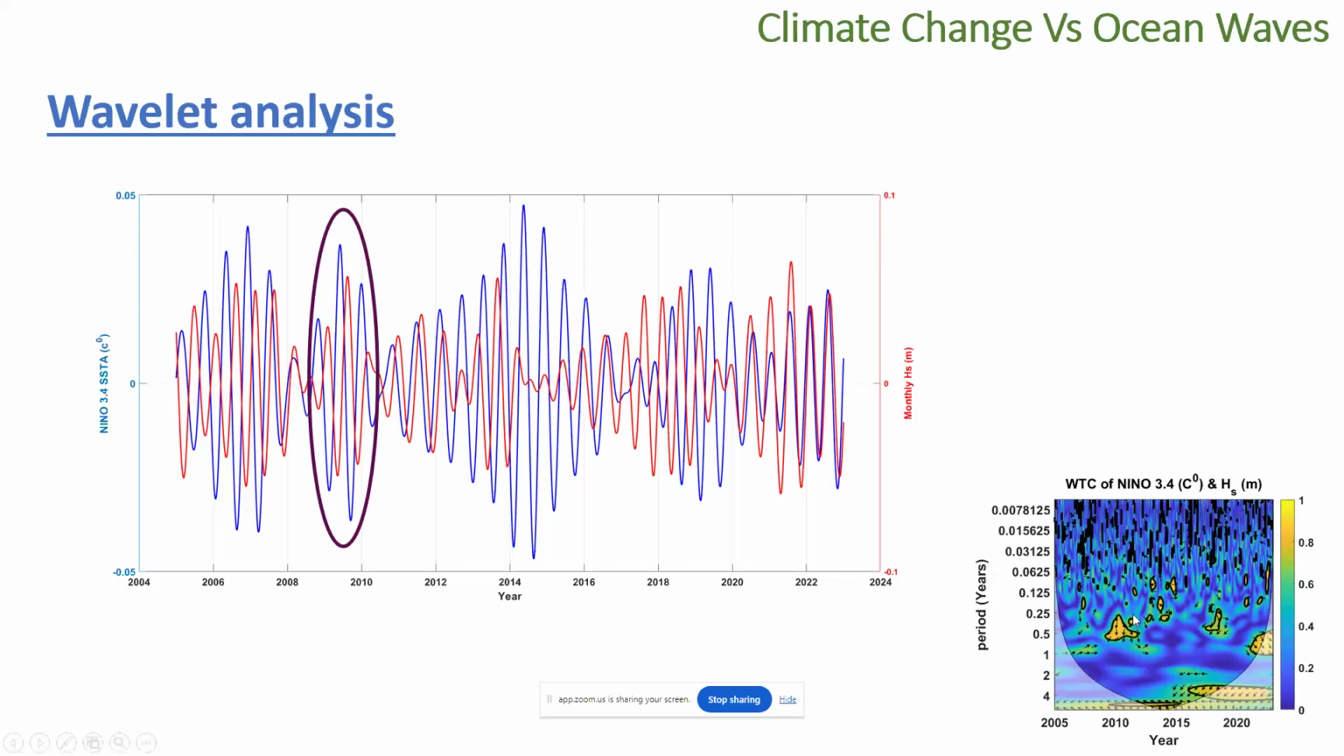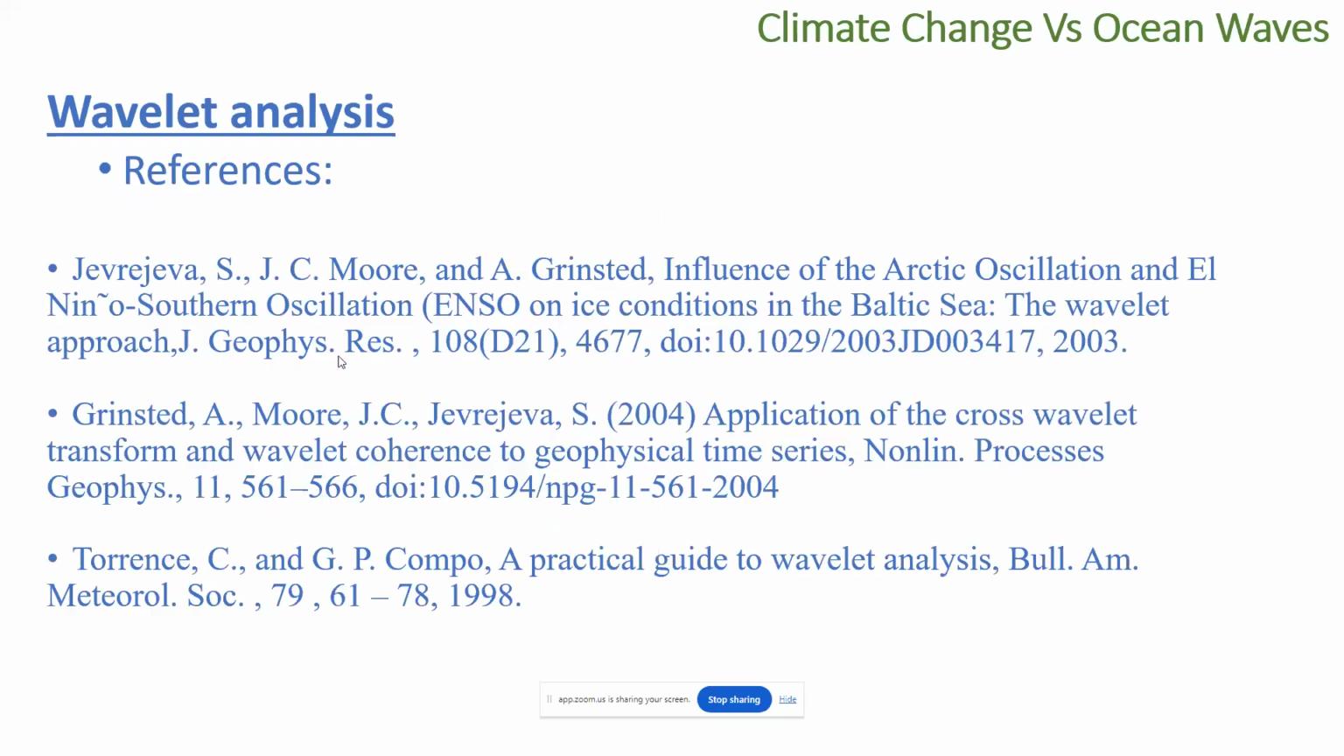So for example, if I do that for this peak, which is visible, it shows that this blue line is relevant to the Nino 3-4 series, where the red line is this monthly HS, so the wave heights. Based on this 2010 peak, it is clear that Nino 3-4 actually peaks, which causes the peak of the other time series. That means the peak of this Nino 3-4 causes the peak of the wave heights for this time and that frequency I identified. So some of the references I used.